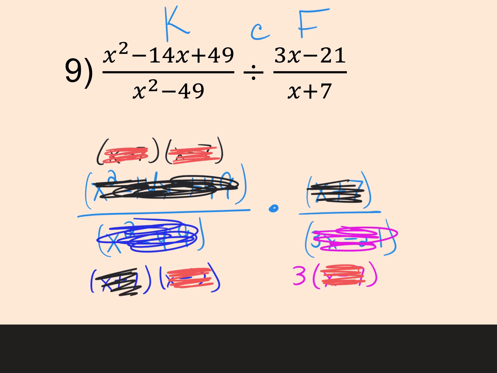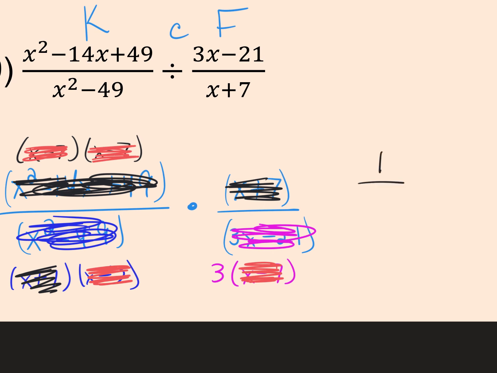What in the world just happened here? Everything canceled in my numerator. Good. And then what am I left with in my denominator? 3. Just a 3. This is what I think is so neat. This whole problem, just cancel that. Everything's simplified to 1/3. You guys okay? All right, that's it.